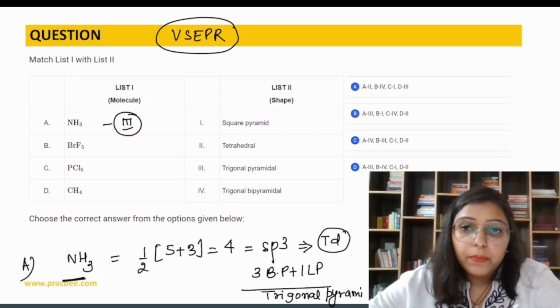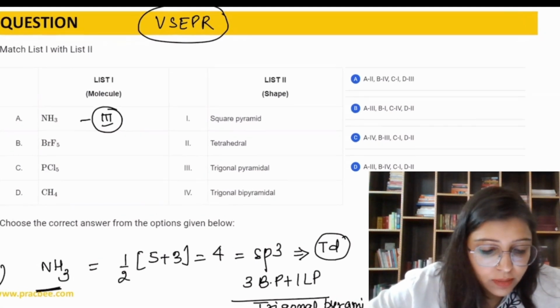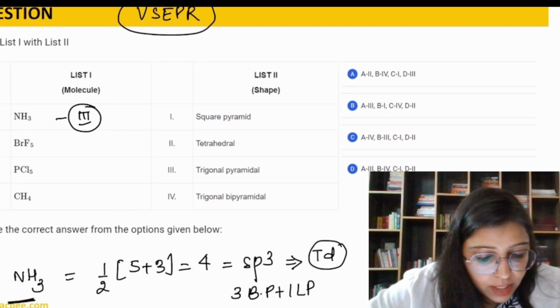Now let's do B. How to solve C? A can be matched with 3, so we can have option number B or option number D. And now what is the difference between option B and D?